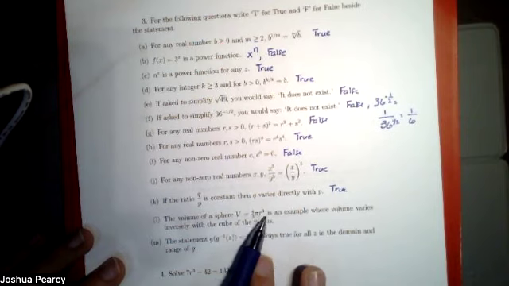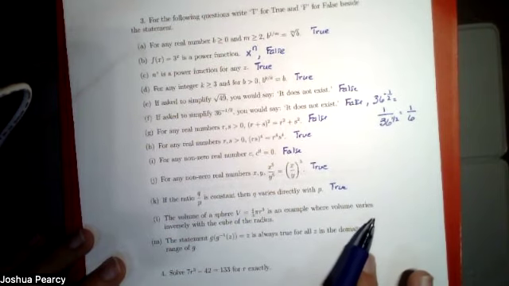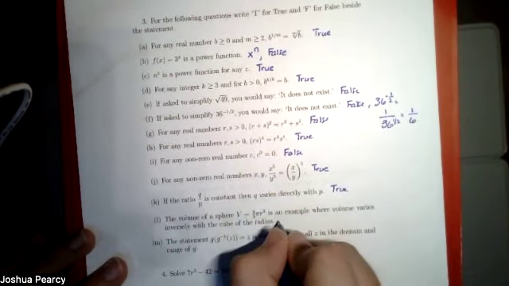So here, the volume of a sphere, V equals 4/3 pi r cubed, is an example where volume varies inversely with the cube of its radius. This is false.